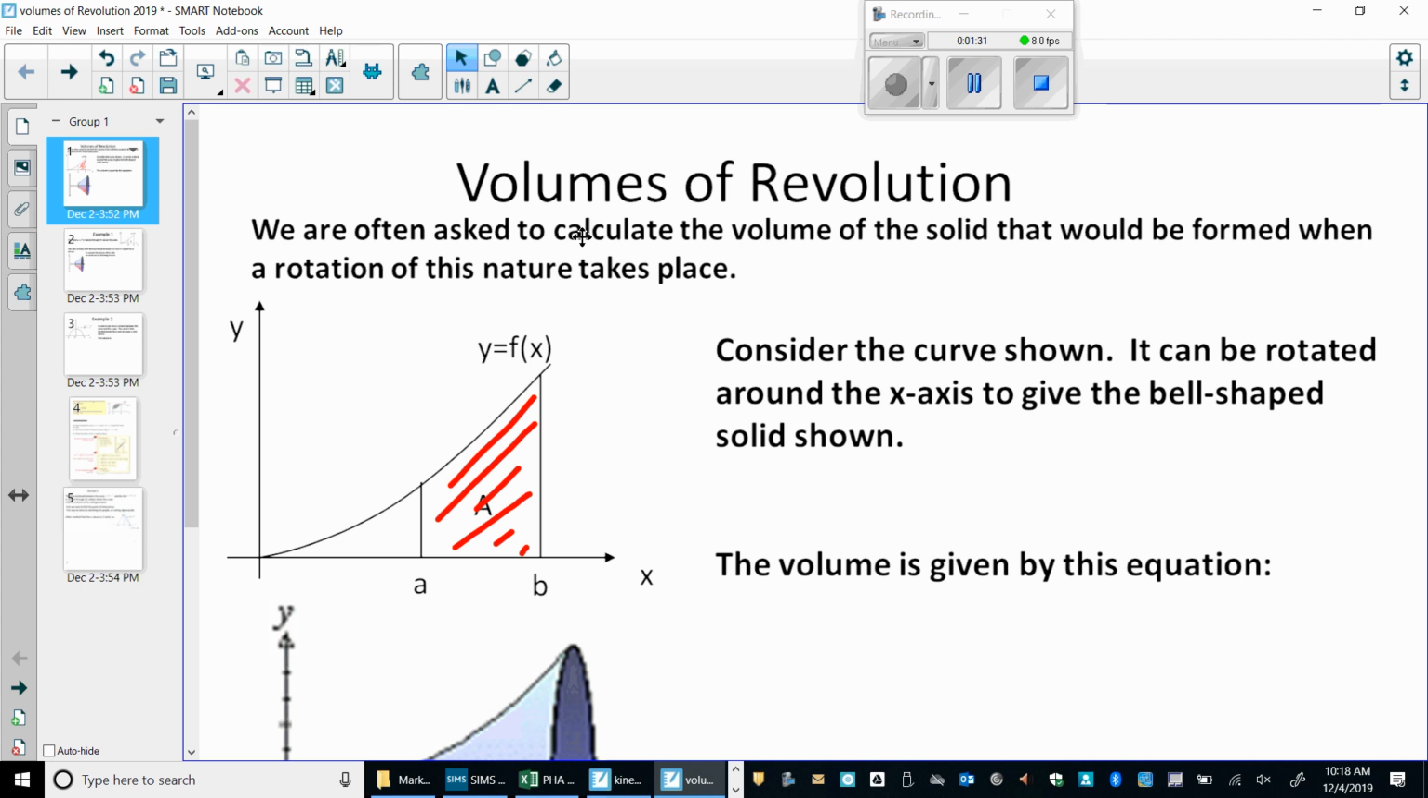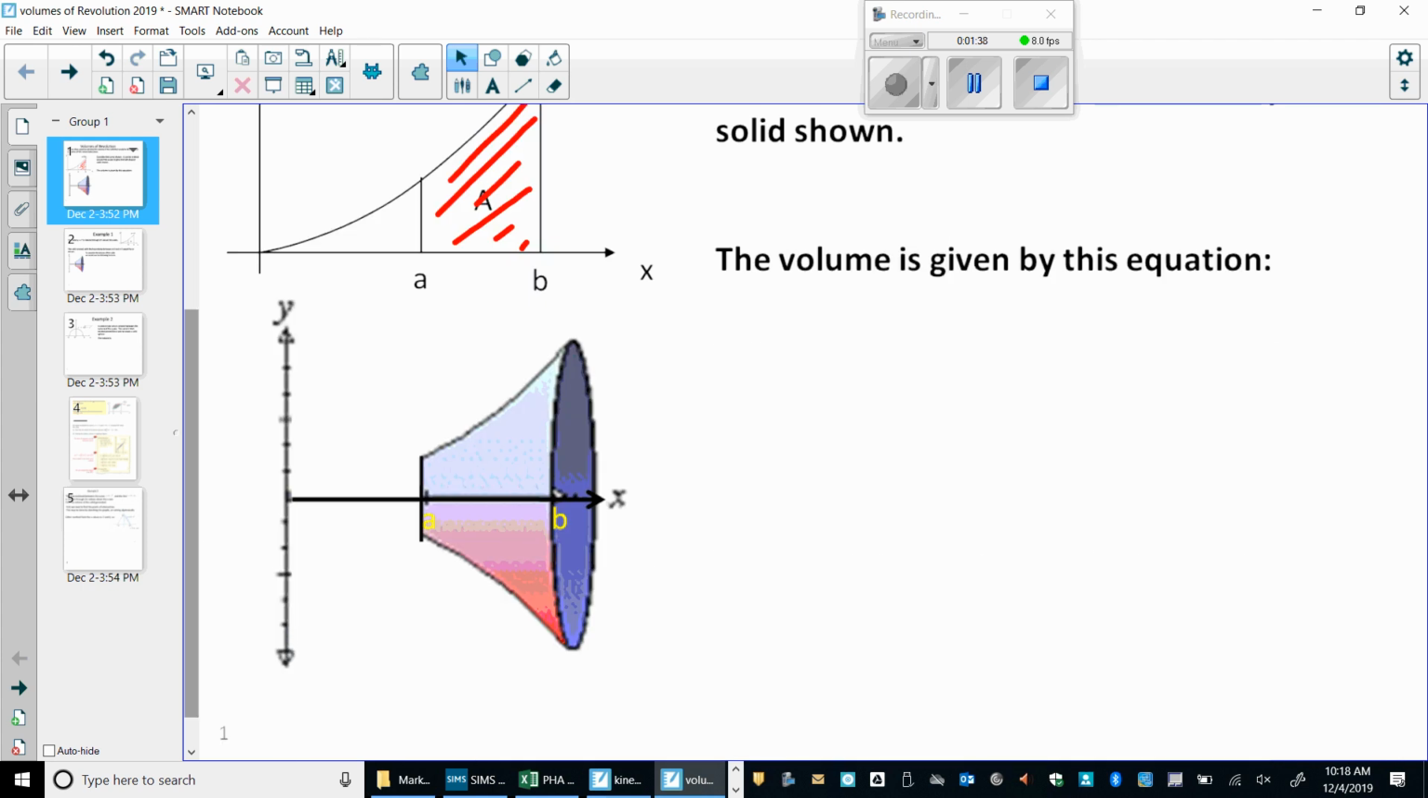Do you understand it? Because this picture is not so good. This one is lovely. So what we're going to do is find the volume of this.